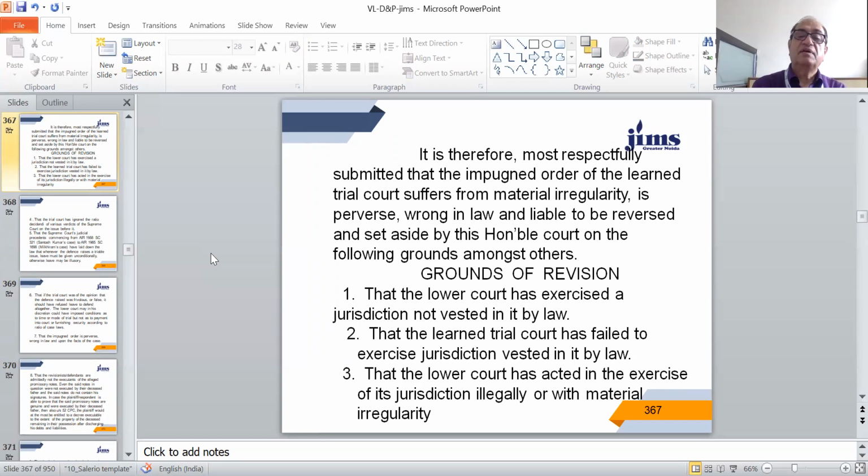Second ground, that the learned trial court has failed to exercise jurisdiction vested in it by law. And third, that the lower court has acted in the exercise of its jurisdiction illegally or with material irregularity. You see, my dear students, all those three grounds have come up in your drafting. That is the reason I tell you the theory behind the drafting of everything. So these are the main three grounds of this revision.